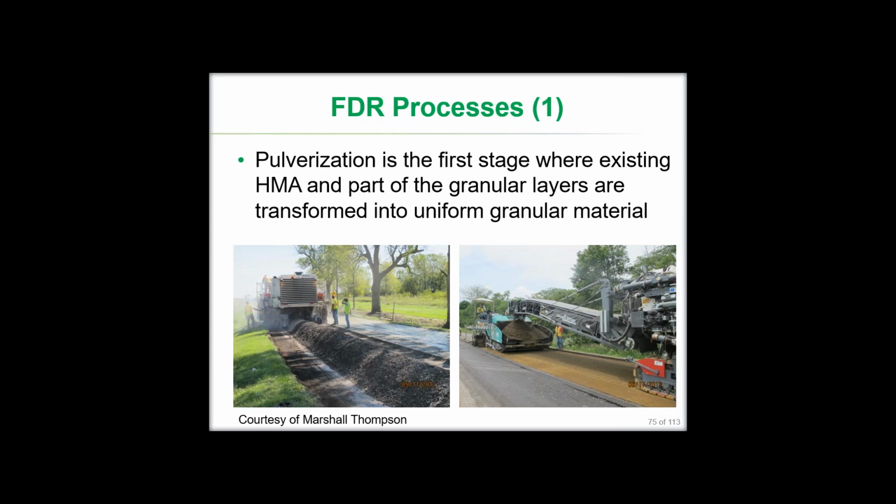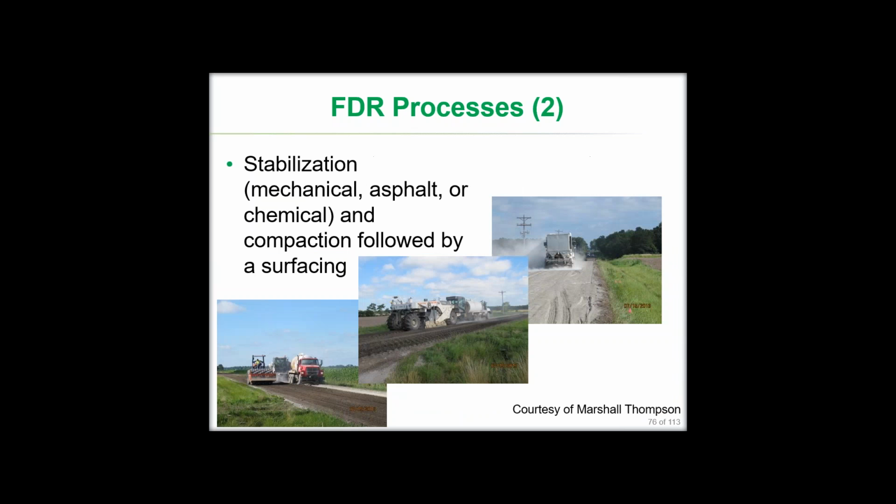The critical processes for an FDR are, of course, first the pulverization, where existing HMA asphalt layers and a part of the granular layers are transformed into a uniform granular material, which we see from the pictures given in the slide, followed by stabilization. And this stabilization can be done in different ways, which may include mechanical, asphalt, or chemical stabilization. Compaction is followed by application of a surface layer, which could be an overlay, microseal, cape seal, or chip seal type of application, depending on the existing conditions.